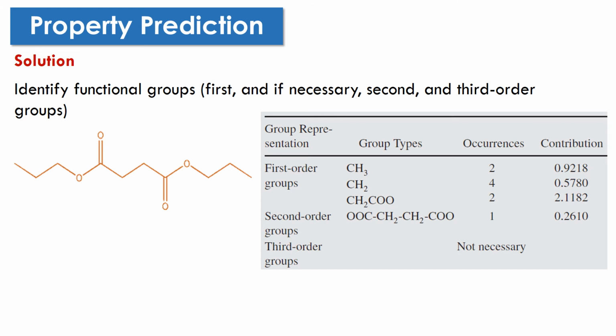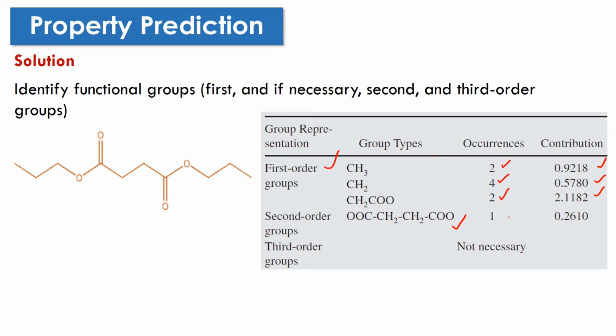So here we have 2 CH3, 4 CH2, 2 CH2COO, and this is for this first order type of group, and the contributions here we can get from the paper. Okay, and in this example, this molecule is also described using a second order group, which is COO, CH2, CH2COO. Just one of these.